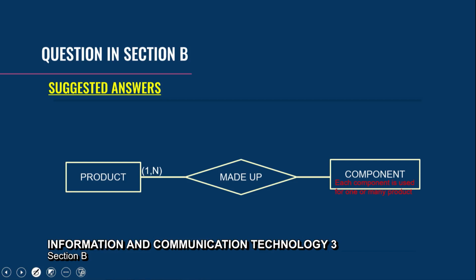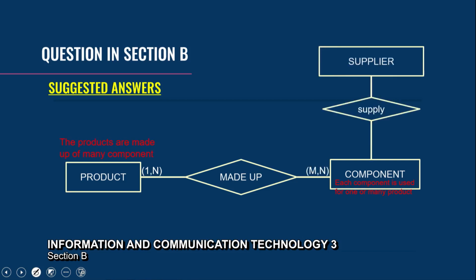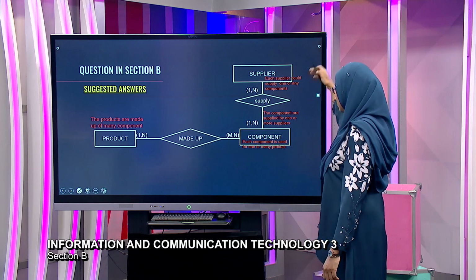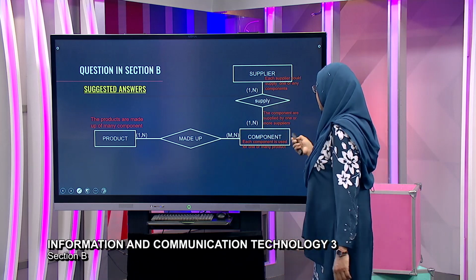How to read this ER diagram? How I get this is actually from the question. I just extract: each component is used for one or more products, and the products are made up of many components. So the cardinality is that one. Supplier supplies component. Each supplier could supply one or many components, and the component is supplied by one or more suppliers. So the cardinality will be like this.